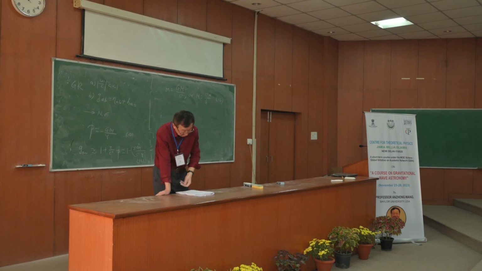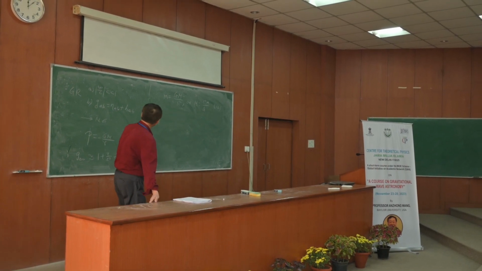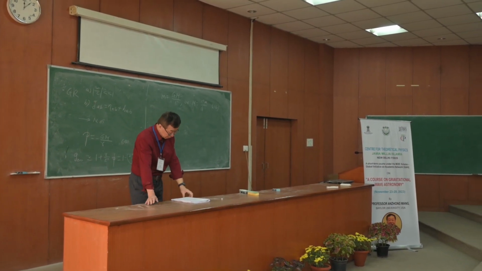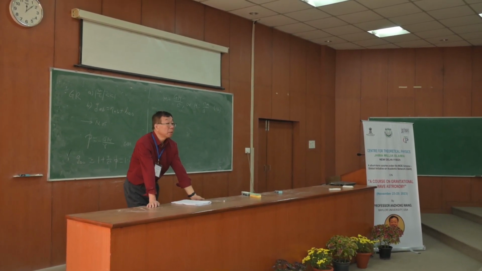I think this part is quite easy to understand since you already studied GR, which is simply passing through the vacuum case. Any questions so far about this part?